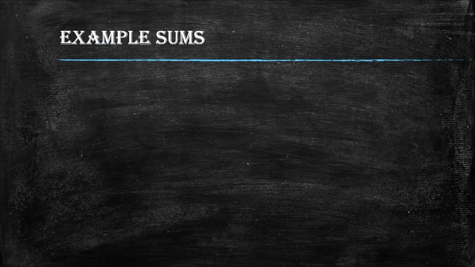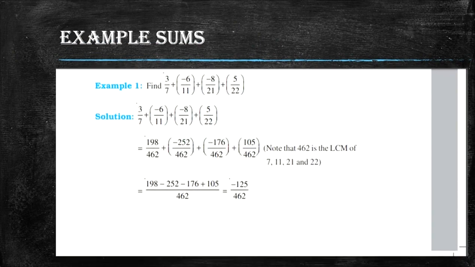So let's see an example sum. Example 1, this is your Example 1 in the NCERT book. Find 3 by 7 plus minus 6 by 11 minus 8 by 21 plus 5 by 22. See, there are two methods. If you follow this method, it is very lengthy.